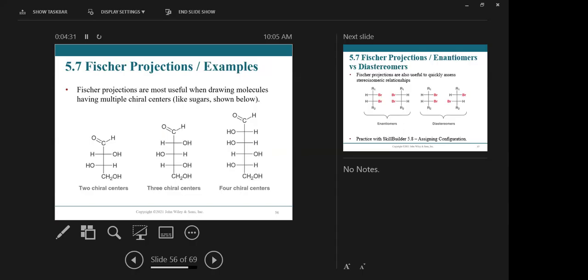And then they give us some examples of Fischer projections. Here are 2 chiral centers, and you can imagine here's 3, here's 4. And then these ones right here, remember they're coming out of the screen, so you could represent them like this. And then the vertical ones are going back like that. You could obviously draw on all the other wedges, but I think that's fine. Does anyone have any questions on that?